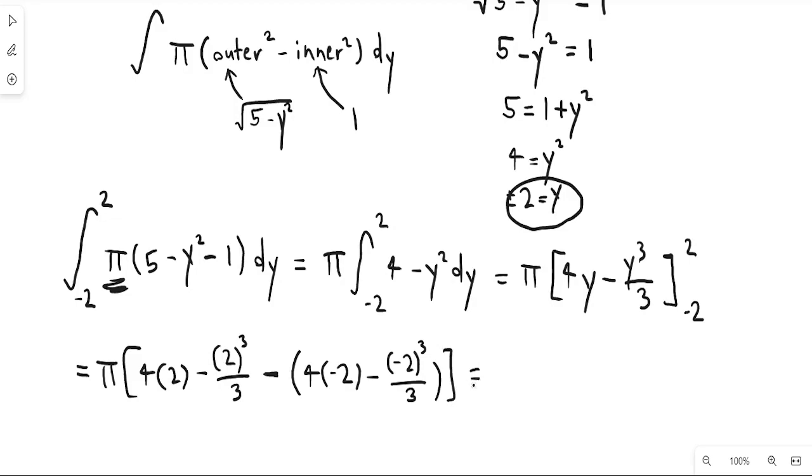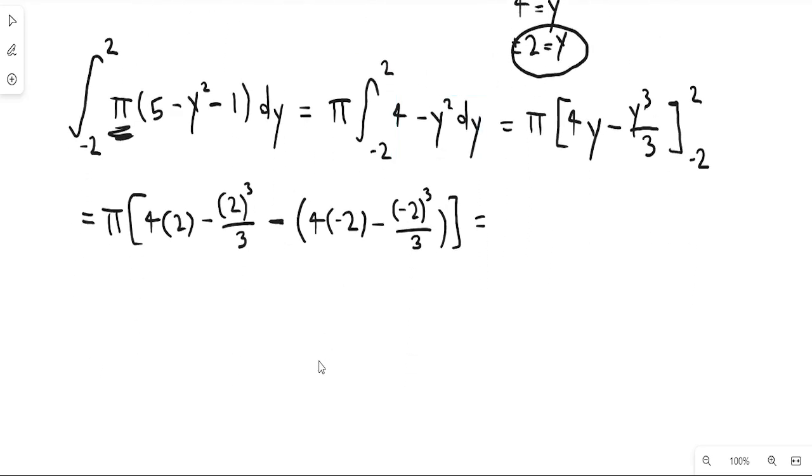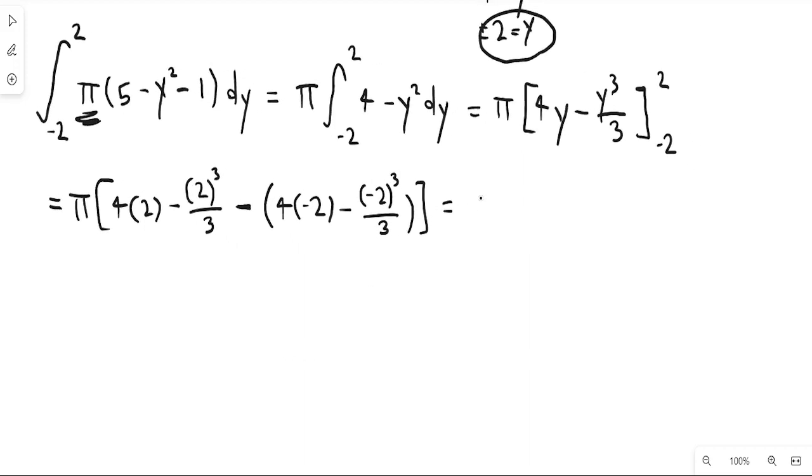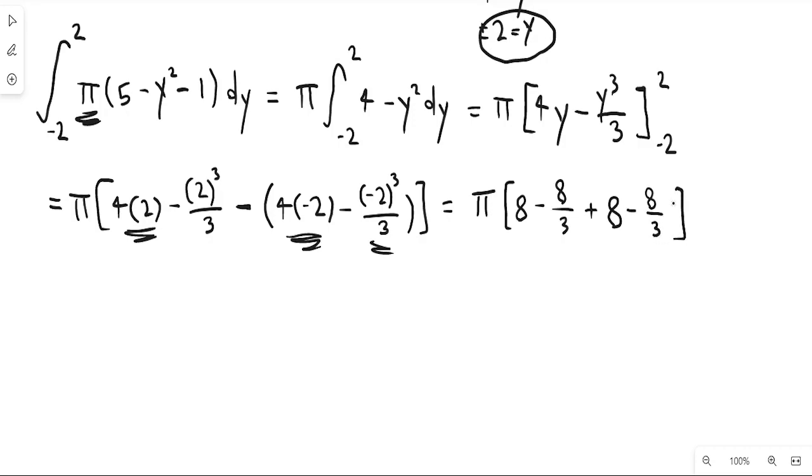Okay, so now we want to simplify things a little bit here. So I still have my pi out in front. And then on the inside here, I have 4 times 2, so that's just going to give me 8. Here I'm taking away 8/3. And then if you simplify these here with the negative, I'm going to have plus 8. And then I'm going to have minus 8 over 3. So that's how all of that's going to come out.